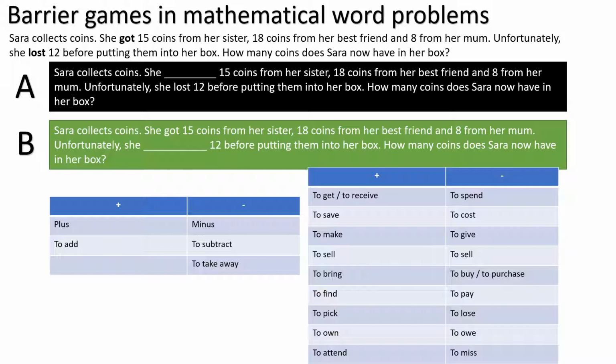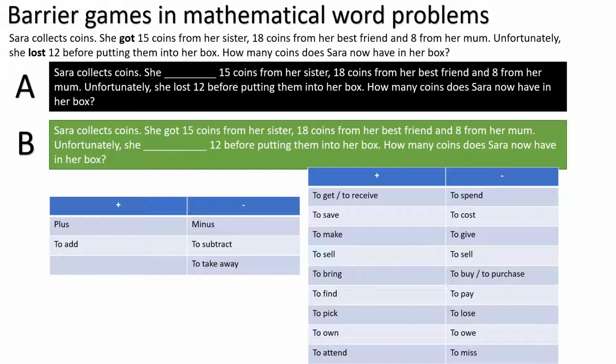To sell, for instance, could mean both plus and minus. If the word problem asks about how many items were sold, clearly we would be dealing with adding sales or profits from sales. However, if selling is about how many items less are in stock as a result of the sales, then you're dealing with a minus.